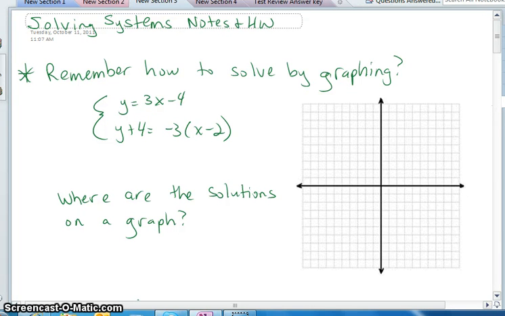Okay, remember how to solve by graphing? This is where you're going to have a system of equations. I'm going to graph these two lines and then see where they intersect.